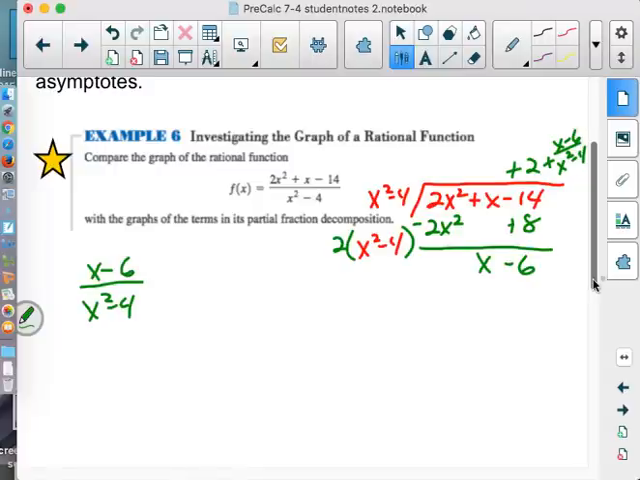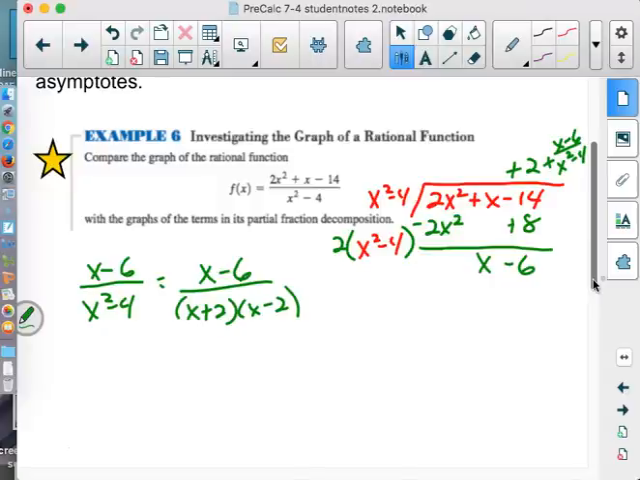How do you know it's not a hole? Because if you put the 2 in on the bottom, it becomes 0. You divide by 0. Probably going to be a vertical asymptote, which we'll see in the very next step right here. Because we're going to try and factor that denominator. What's it factor into? It's the difference of 2 squares. So those 2s are actually vertical asymptotes. x equals negative 2 and x equals 2.